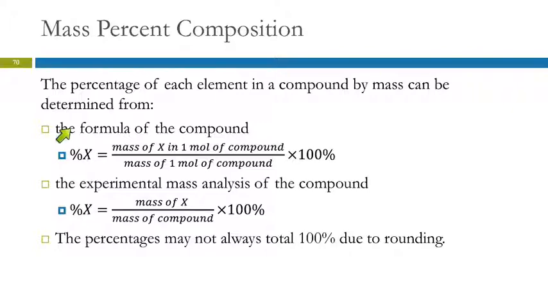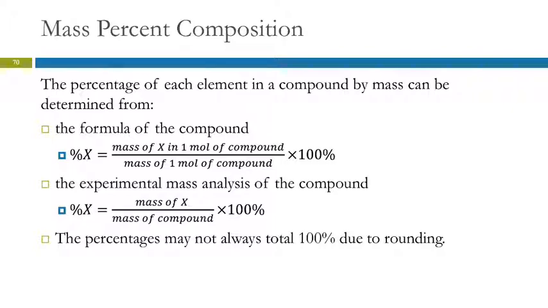So we can get it from the formula of a compound. We can also get it from experimental mass analysis of a compound. Say you took 5 grams of this substance and you decomposed it and you collected one of the elements and weighed it, and you've got the mass of that element. You just take the mass of the element divided by the mass of the compound it came from times 100. If you do this for each element in the compound, in theory, they should all add up to 100%.